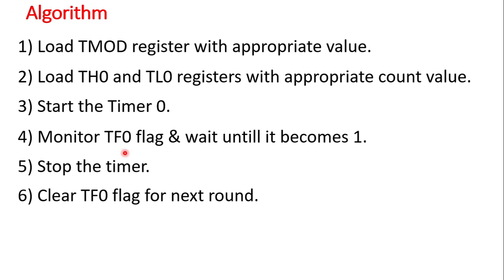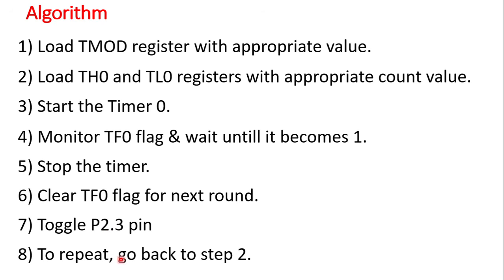Timer overflow is indicated by the setting of the TF0 flag. So clear the TF0 flag, because we have to use the timer again for the T off period. For that purpose, you have to clear the TF0 flag for the next round. And then change the status of the P2.3 pin, because the square wave is to be generated on the P2.3 pin. If it is high, make it low. If it is low, make it high. And repeat this whole procedure a number of times.